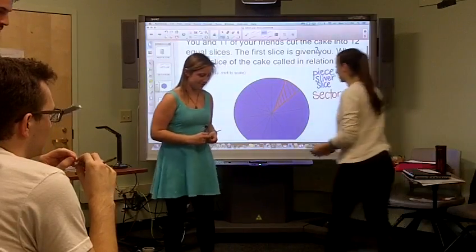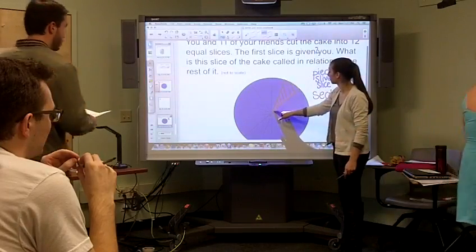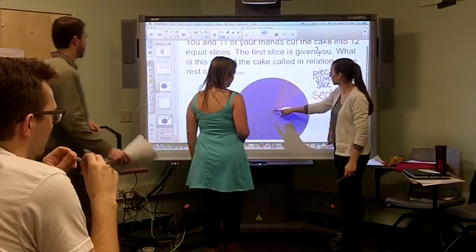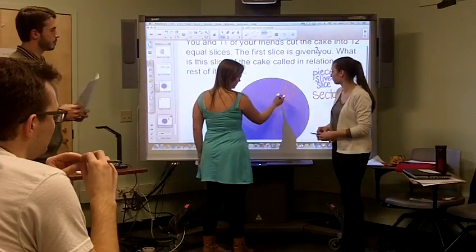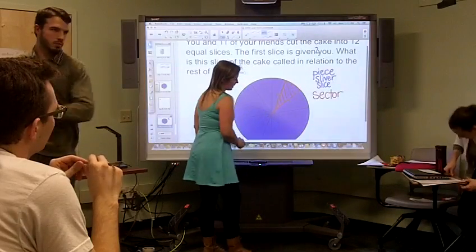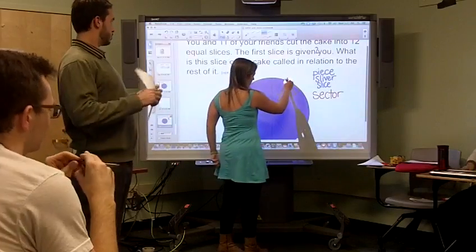Someone drop a red skittle. I'll color it. I think this is a radius, and I think this is also a radius. Oh, okay, so those sides are the radius. Yeah. Okay, what about this piece?